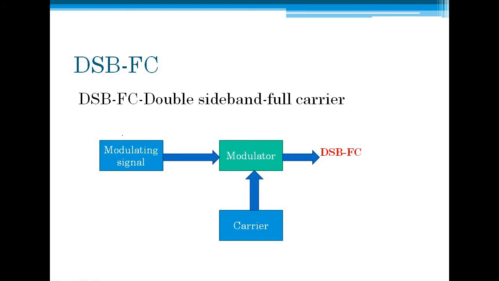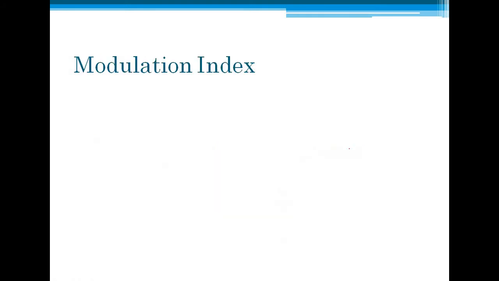First one is a modulating signal and second one is a carrier. The frequency of a carrier is very large. The frequency of carrier is in megahertz, so that it can be used to carry a signal over a longer distance. Therefore we are using a carrier of a higher frequency. These two signals are given to the modulator, and modulator will generate double sideband full carrier signal.